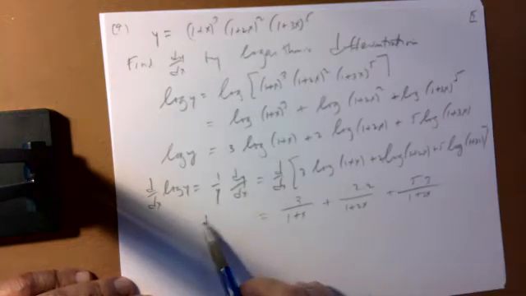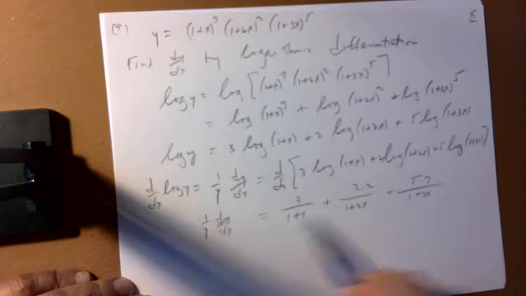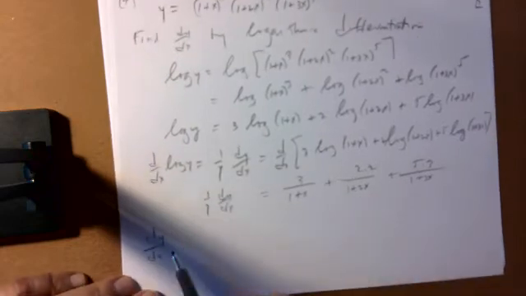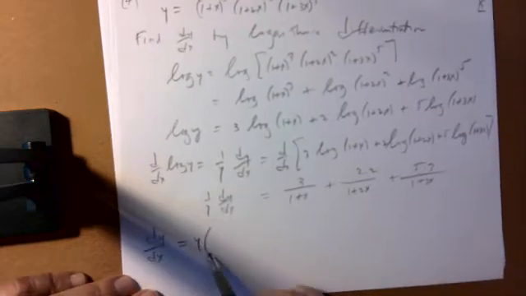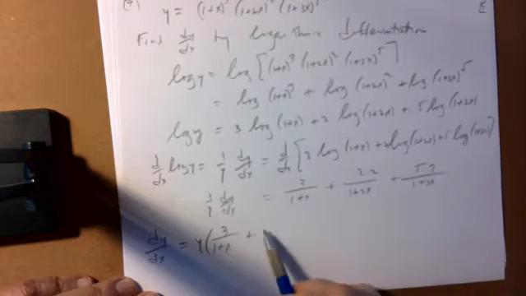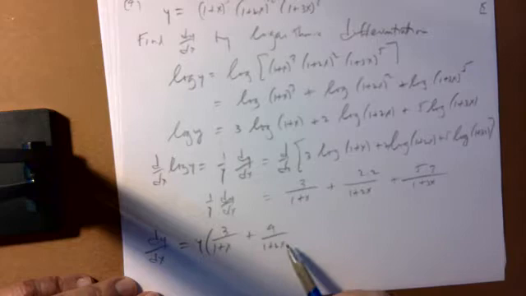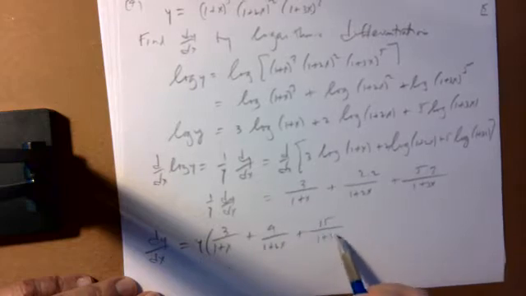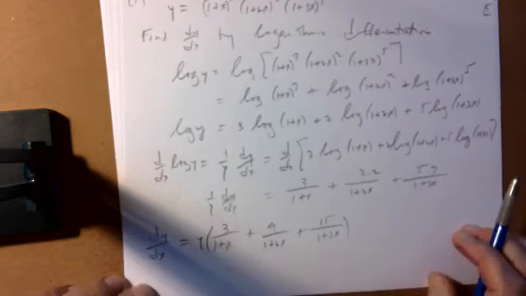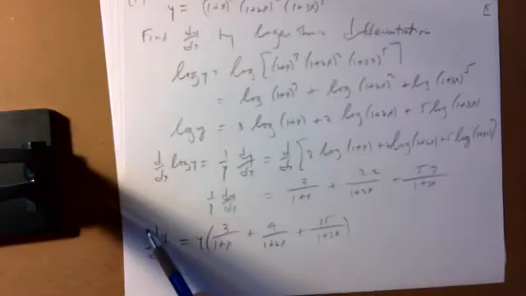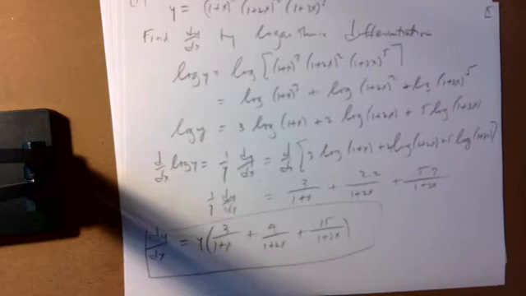So 1 over y dy dx is equal to this. So if you multiply through by y, dy dx is y times (3 over 1 plus x plus 4 over 1 plus 2x plus 15 over 1 plus 3x). And you can leave it like this if you like, or you can put in what the value of y is, but it's okay to stop at this point.